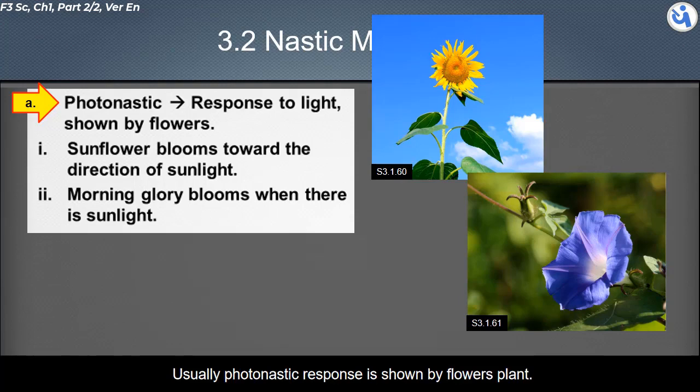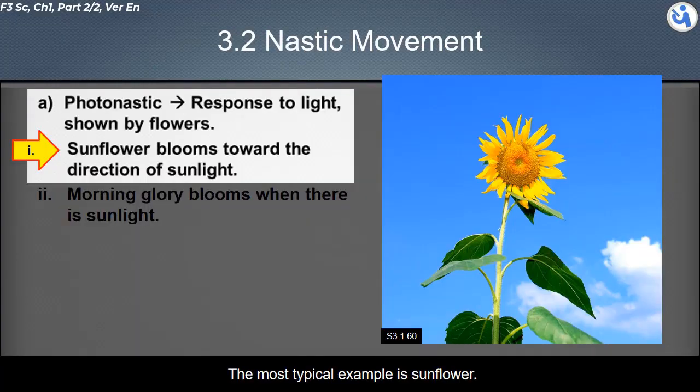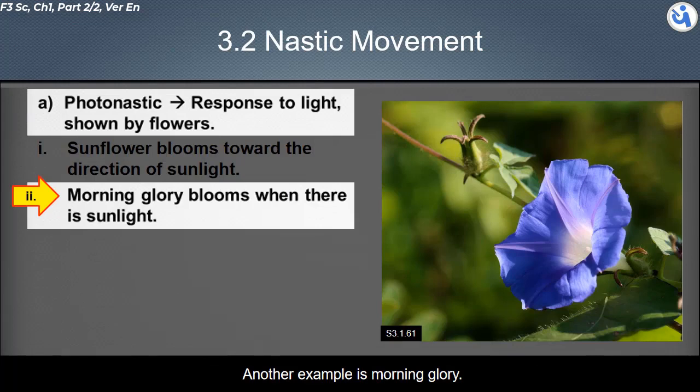Usually, photonastic response is shown by flowering plants. The most typical example is the sunflower, which blooms toward the direction of sunlight. Another example is the morning glory, which blooms when there is sunlight.